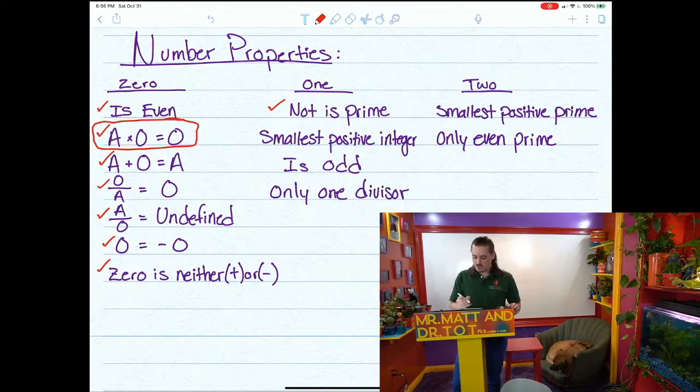So 1 is the smallest positive integer. 1 is an odd number. It's not a multiple of 2. And like I said before, 1 has only one divisor, and that's the only value that has only one divisor.